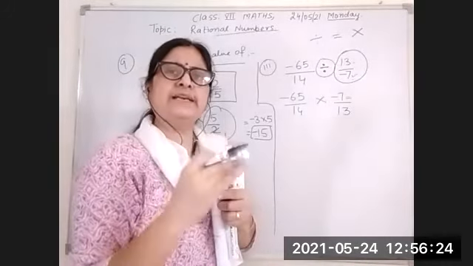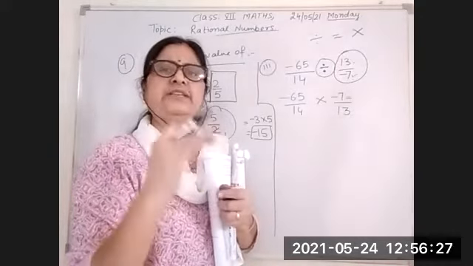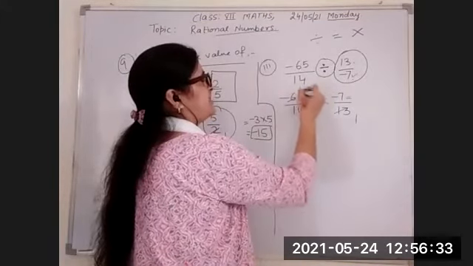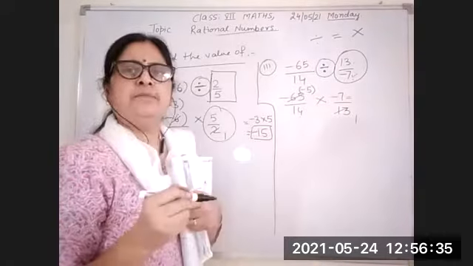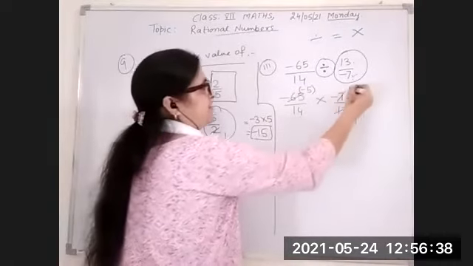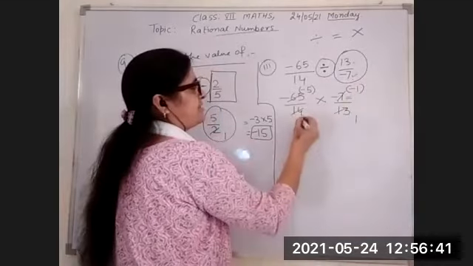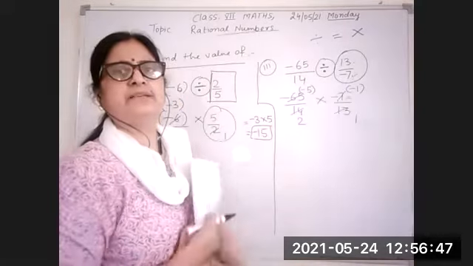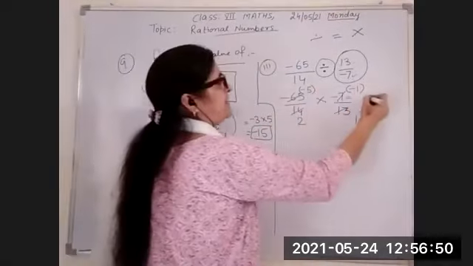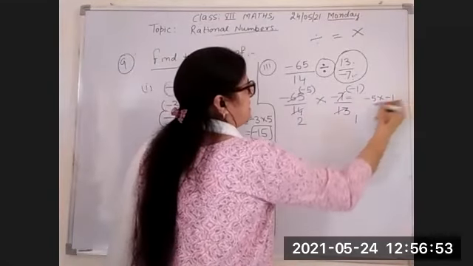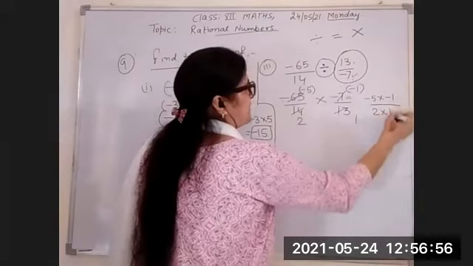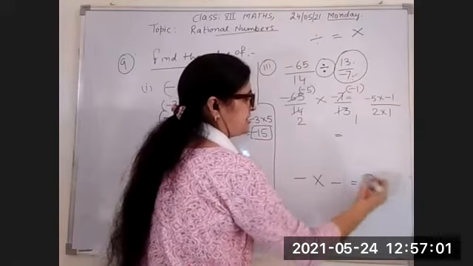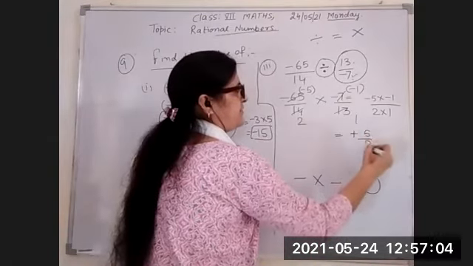Then you have to check the numbers which cancel with each other. So 13 ones are 13, 13 fives are 65, and minus also you have to put before the 5. And 7 ones are 7, minus 1, and 7 twos are 14. Because minus 7 is given here, so I put the sign minus 1. Now you have to multiply minus 5 with minus 1 divided by 2 into 1. When you multiply minus with minus, it becomes plus. So 5 ones are 5 and 2 ones are 2.